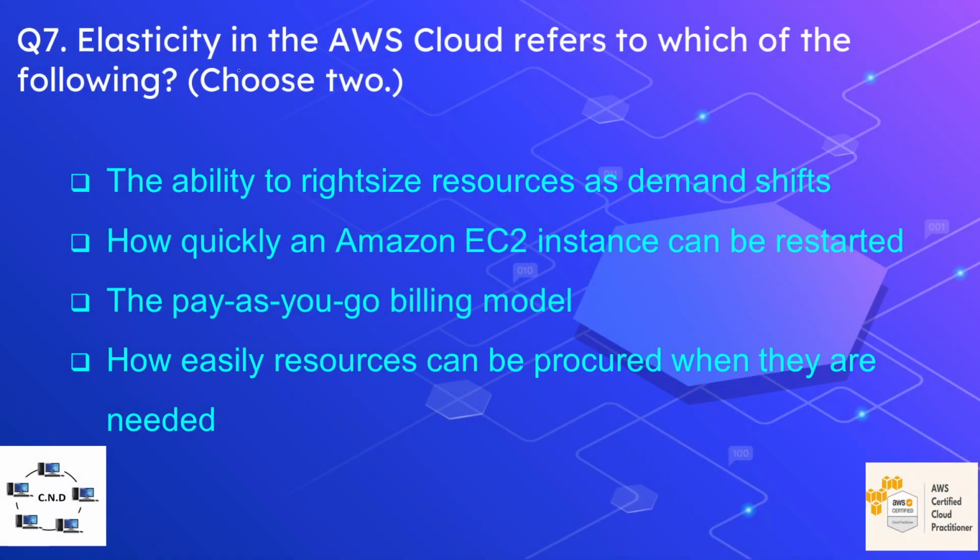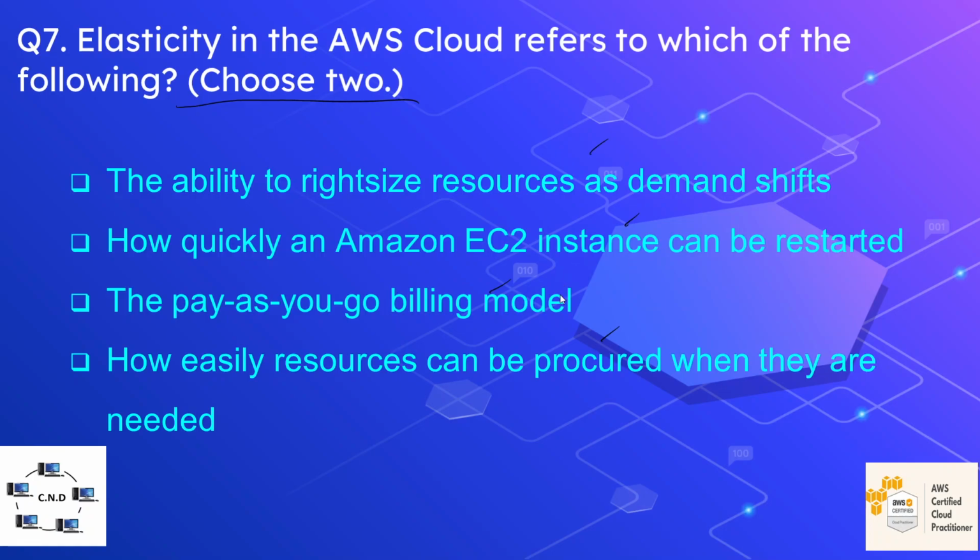Question number 7: elasticity in the AWS cloud refers to which of the following? We have to choose two options, and the options are: option A, the ability to right size resources as demand shifts. Option B is how quickly an Amazon EC2 instance can be restarted. Option C is the pay as you go billing model. And option D is how easily resources can be procured when they are needed.